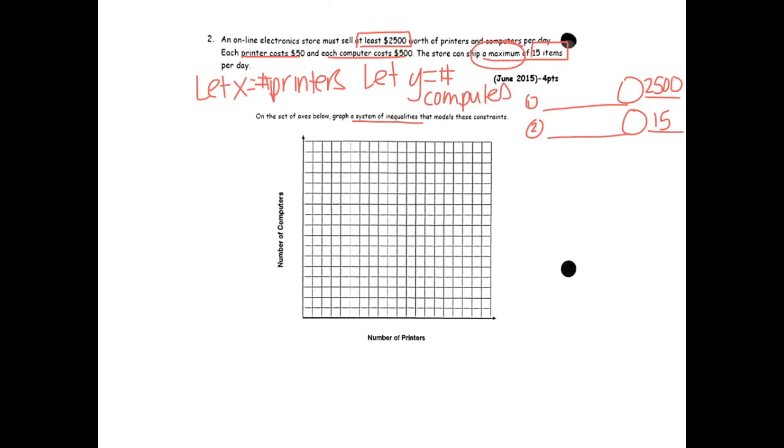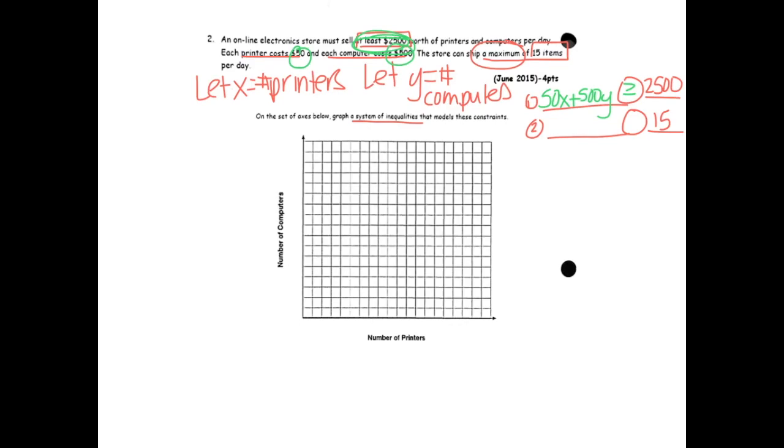Okay? So now, the first inequality is going to represent the cost, or the amount of money we make from selling X printers and Y computers. So that's when we need to factor in the 50 and the 500. So I know that each printer costs $50 each, and I know that each computer costs $500 each. Now, we must sell at least $2,500. At least is greater than or equal to.